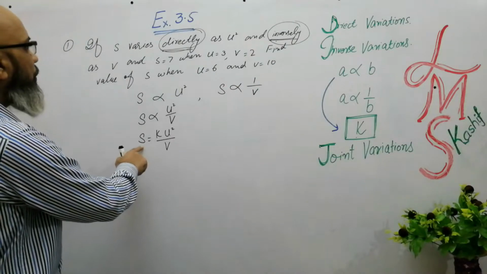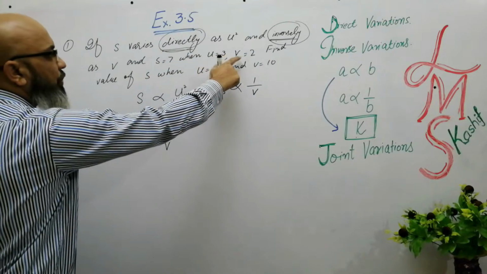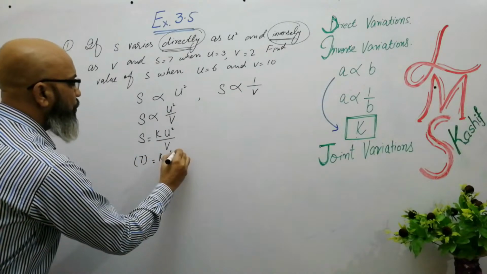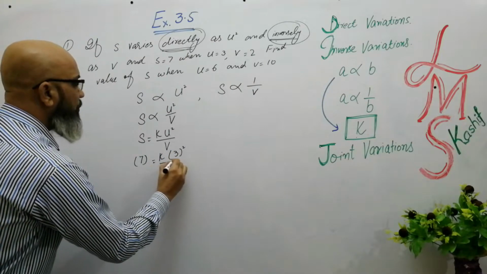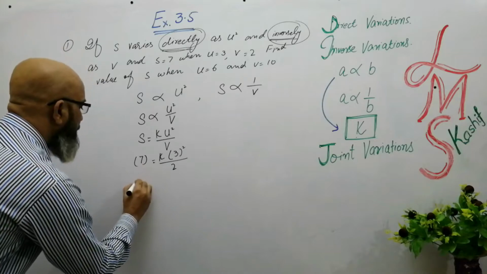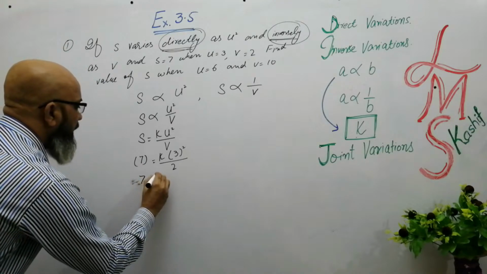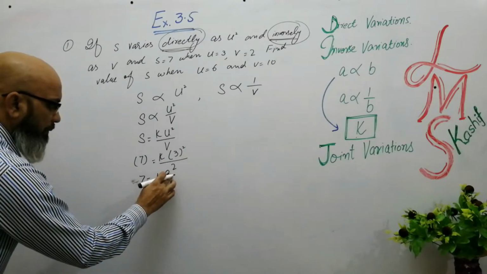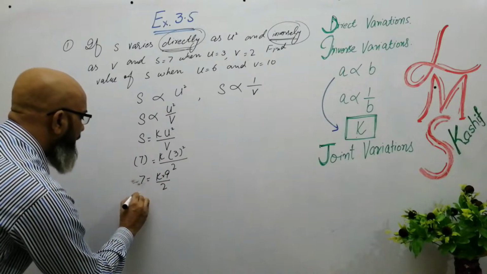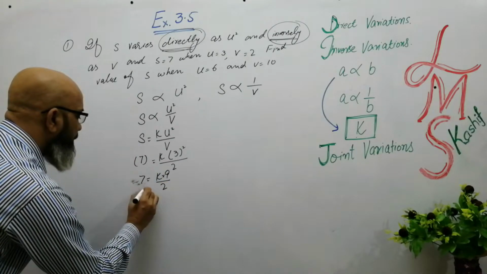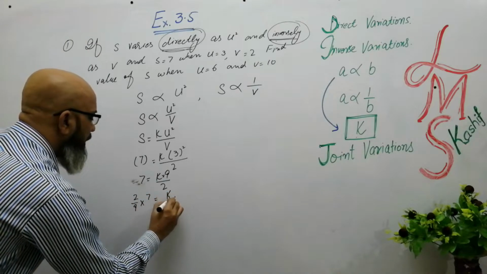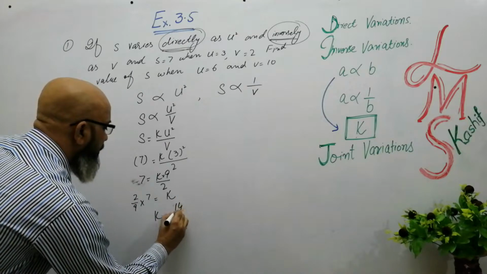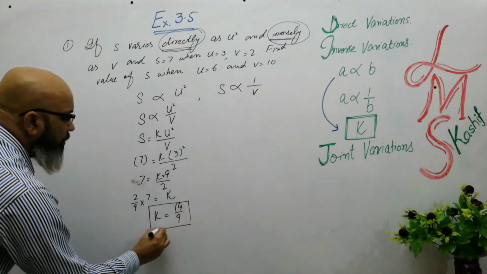So put the values. What is the value of S? The value of S is 7, u is 3 and v is 2. So put the value 7. What is the value of u? That is 3 square. And what is the value of v? That is 2. To solve it, what is the square of 3? That is 9 over 2. Cross multiply, or multiply with 2 over 9 on both sides. So we will get 2 over 9 multiplied by 7 is equal to k. So k is equal to 7 2s are 14 over 9. So we get the value of k.